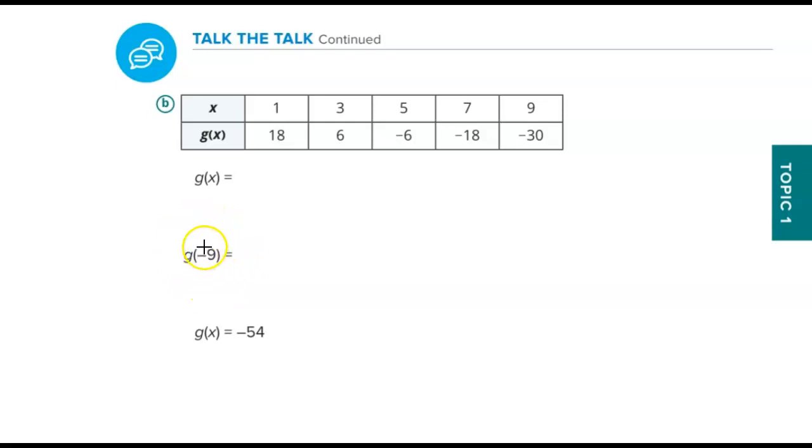So you're going to plug in -9 for x, and then find out what the output is. That's for this one right here. And then for this one, you're being told that the output, g of x, is -54, and you're going to figure out what the input is at that point. So that's the goal.